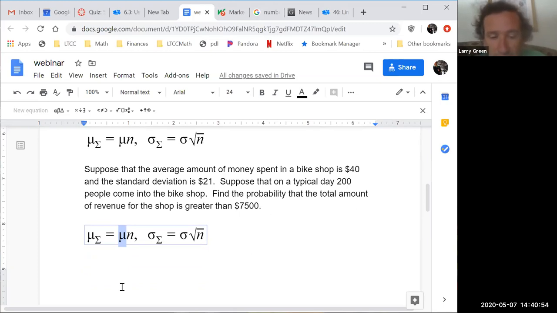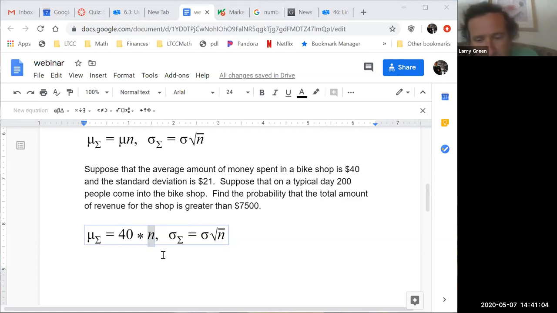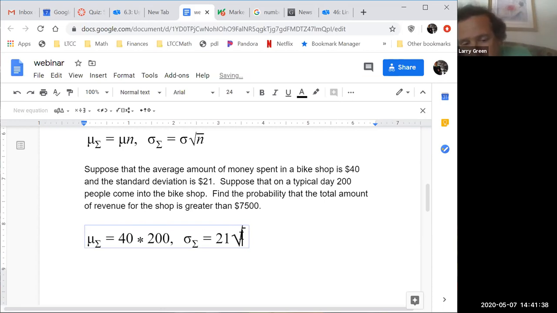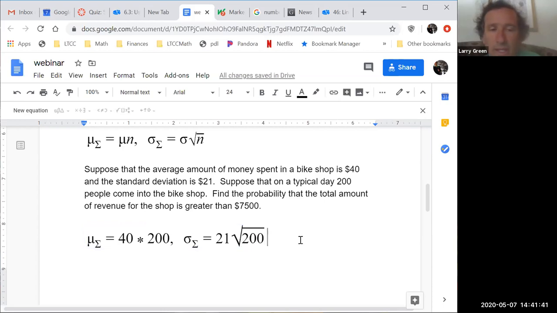Yeah, mu sub sigma was 40 times, and what was n? 200. Okay, and then we have this standard deviation of the total, or sigma sub capital sigma. What was lowercase sigma? What's the standard deviation? That's 21 times the square root, and n was 200. Any questions on that?